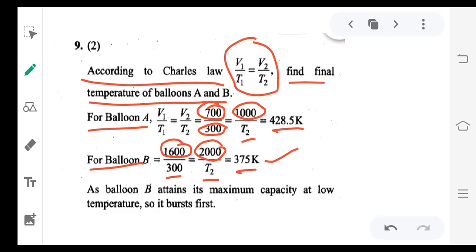When 375 Kelvin temperature is reached, what will happen? Balloon B volume becomes 2000. If you increase more than 375 Kelvin, balloon B will burst first. So the answer is balloon B. Next.